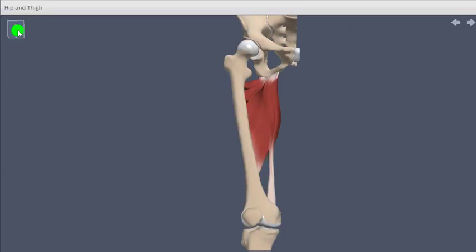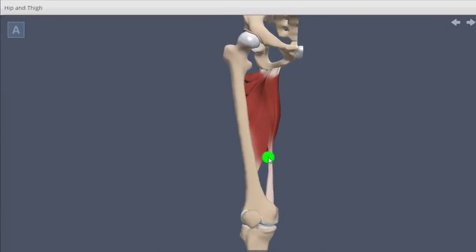As you can see here, between the two parts, the adductor part and the hamstring part, we have this opening inside the adductor muscle. This is called adductor hiatus. Well, adductor hiatus is very important landmark.